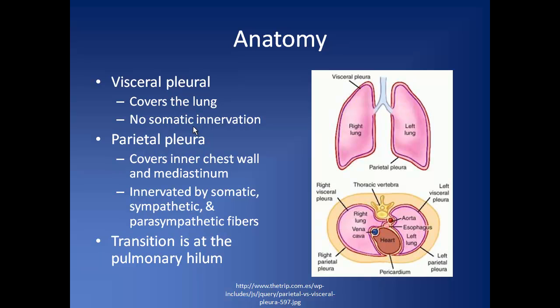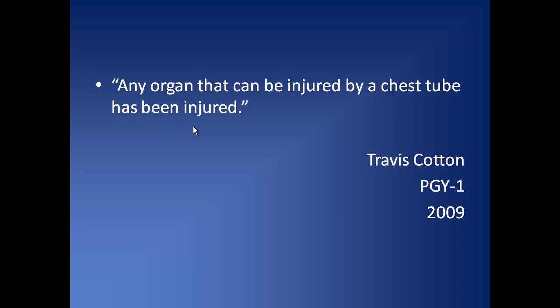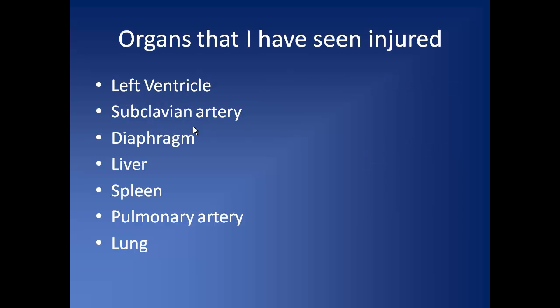The thing about chest tubes is they're not a benign procedure, and one intern told me any organ that can be injured by a chest tube has been injured. And so the organs that I've seen injured have been the left ventricle, subclavian artery, the diaphragm, the liver, the spleen, the pulmonary artery, the lung. So patients can die from putting chest tubes in.